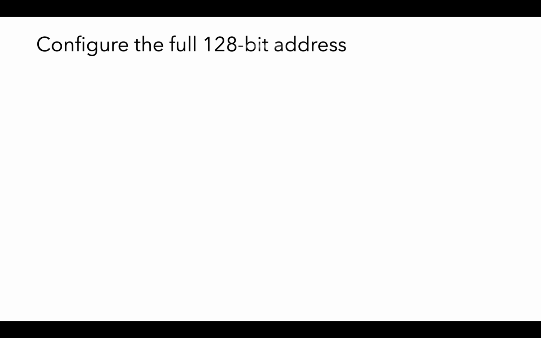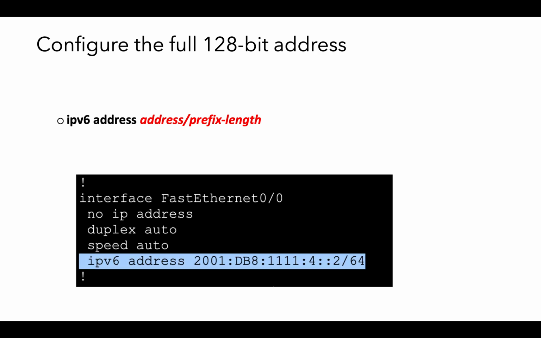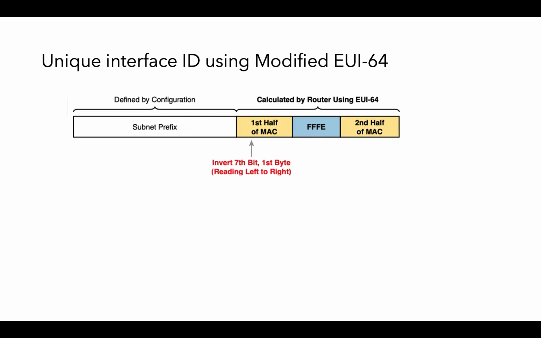Configuring the full 128-bit address: to statically configure the full 128-bit unicast address, either global unicast or unique local, the router needs an ipv6 address address/prefix-length interface subcommand on each interface. Let's take a basic example. The figure shows the global unicast IPv6 address manually configured under interface FA0/0 with a /64 prefix length. And the IPv6 address we have is 2001:db8:1:1::1/64.